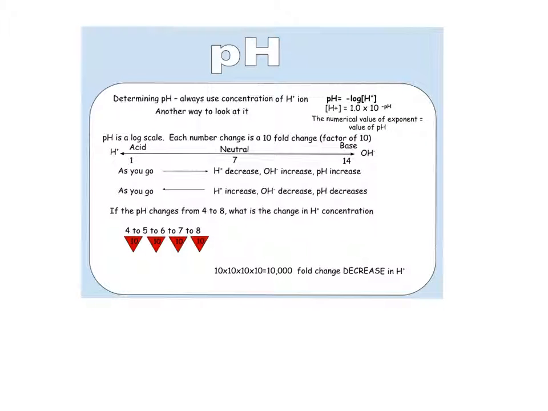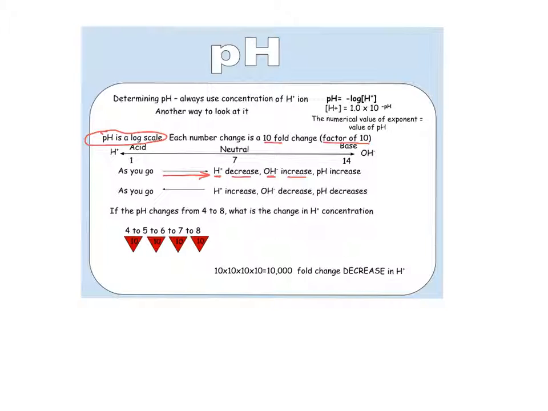All right, so what I did was I just grabbed this slide again so we can see how this is working. And we'll just recap here. pH is a log scale. It's a log base 10 scale. Each number changes a tenfold. You're increasing or decreasing by a factor of 10 for every number. As you go to the right, that's why this arrow is going to the right, your hydrogen ions are going to decrease and your OH ions are going to increase.